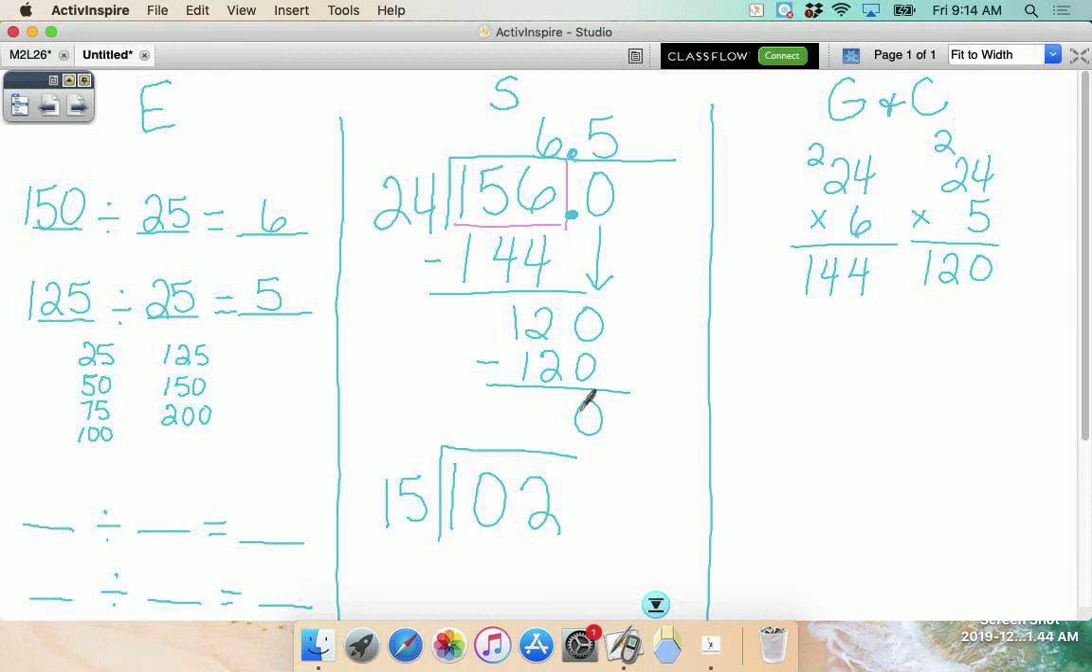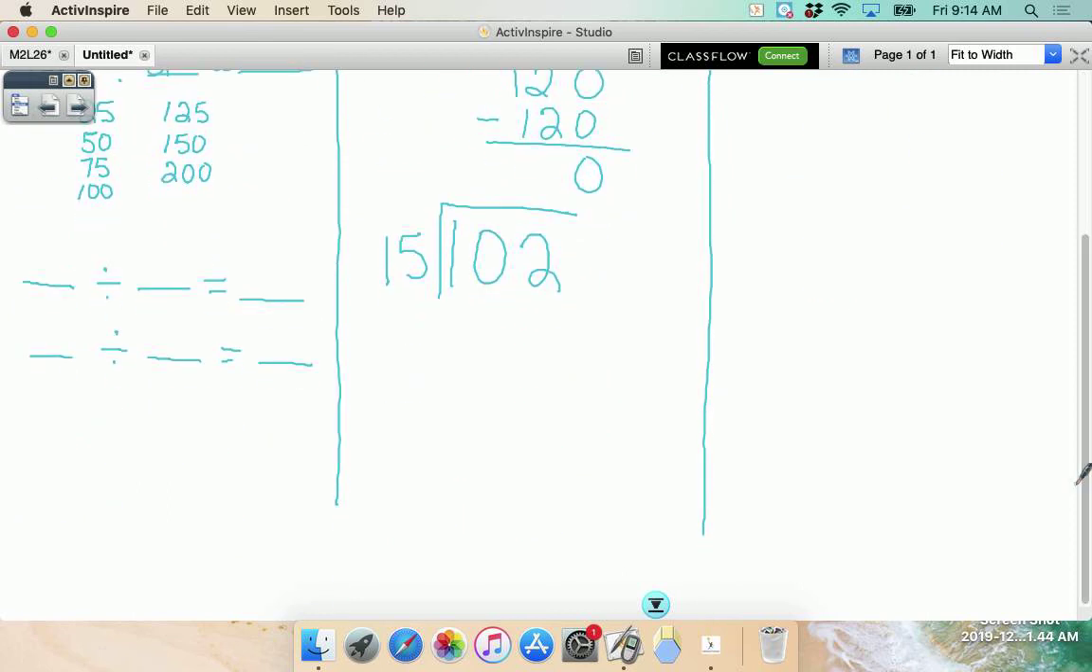Okay, so this actual answer, exact answer, is not 6 remainder 12. It's 6 and a half. 6.5, 6 and 5/10. Okay, let's see what the next answer is.